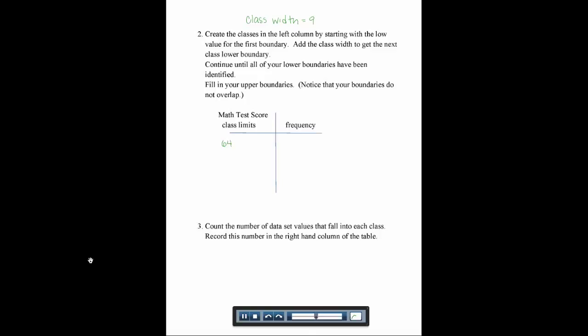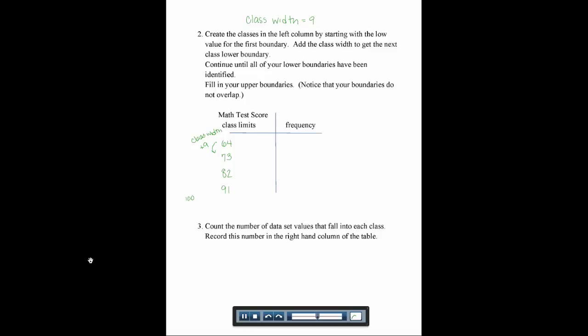To get the next lower bound, we'll add 9, our class width. So 64 plus 9 is 73. Then to get our next one, we add 9 again, so that would be 82. Remember, we wanted 4 classes, so to get our last one, we add 9 again and we get 91. Now, it's often helpful to write down what we get if we add 9 one more time off to the side. That would be 100, and that will help us get our upper limits.